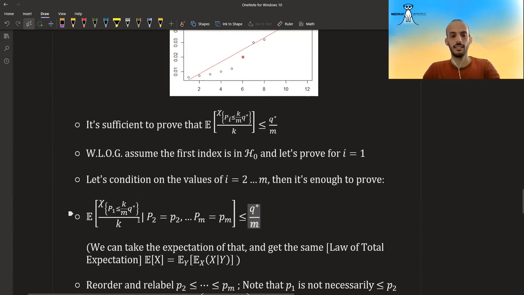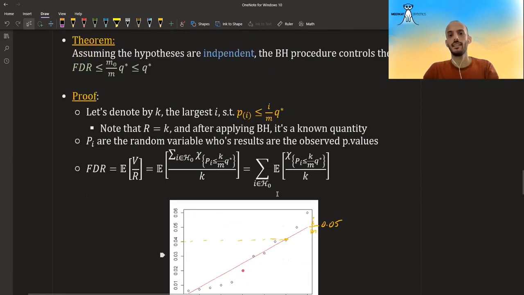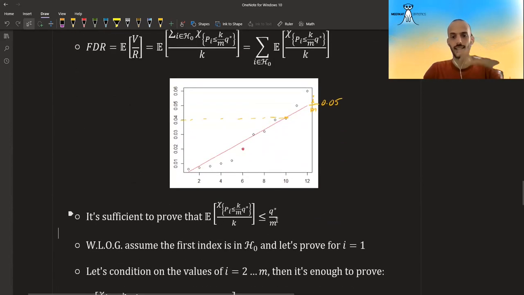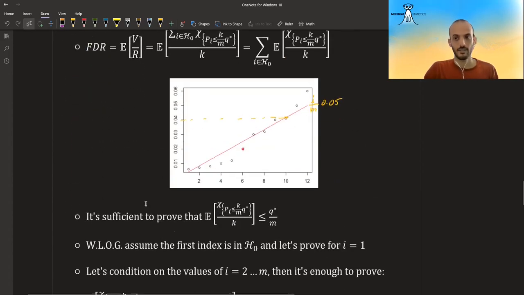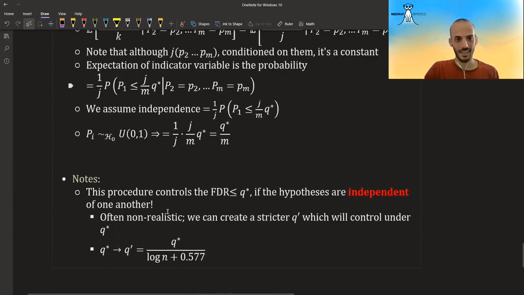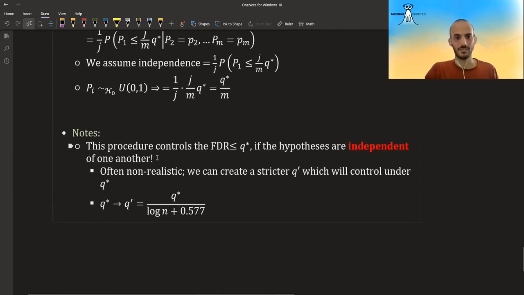Now we can take the second expectation given all of this, and it will still be less than. And we basically proved this. And now we can take the sum of this, and we got that this is less than or equal to M0 divided by M times Q star. And this is less than or equal to Q star. Okay, I know it's long. But I hope I managed to give you the intuition of why the Benjamini-Hochberg procedure actually controls the FDR.